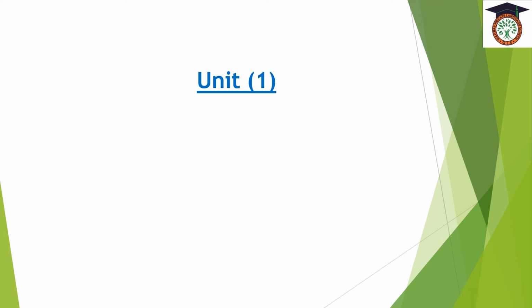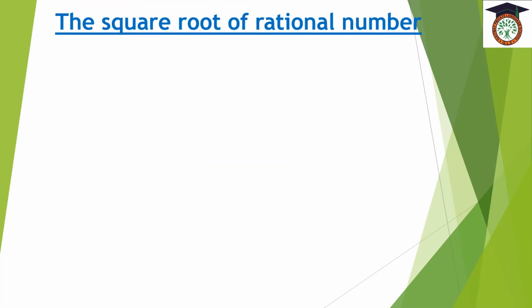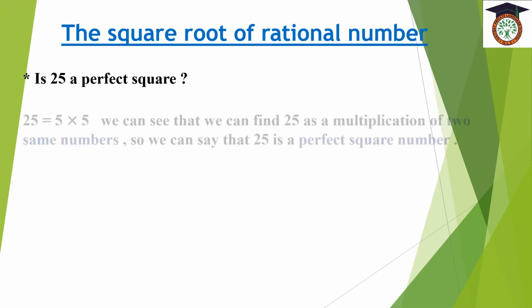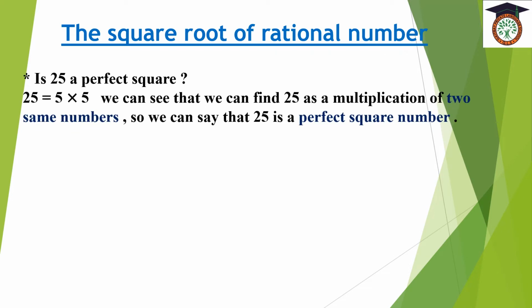Today we are going to study lesson number 6 in unit 1, called the square root of rational number. We will ask ourselves, is 25 a perfect square or no? 25 equals 5 times 5. We can see that we can find 25 as a multiplication of two same numbers. So we can say that 25 is a perfect square number.